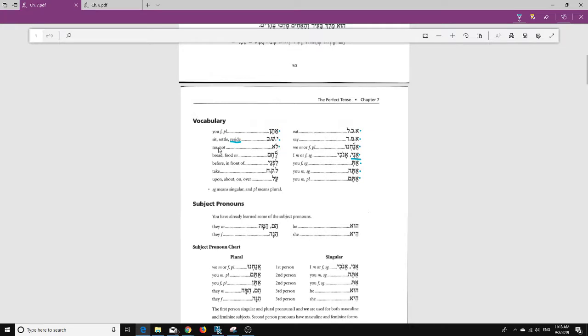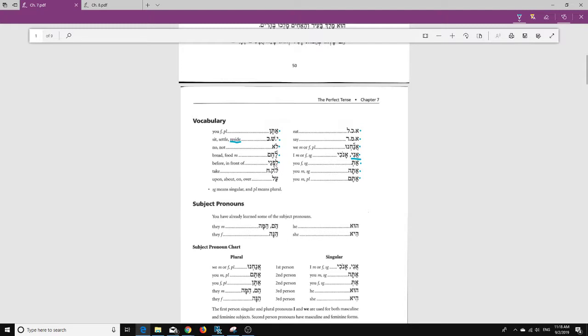Lo means no or not. It's what we'll use to have negative forms of verbs. Lechem means bread or food. You actually already know this word because of Bethlehem. Beit lechem, house of bread. Lechem is bread or food.